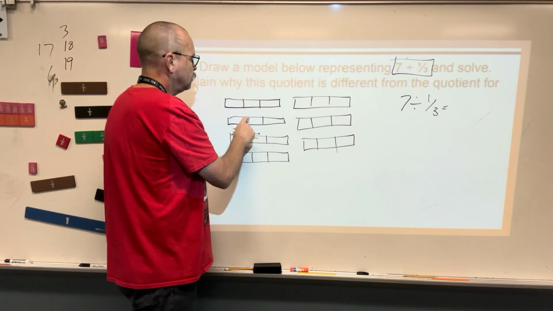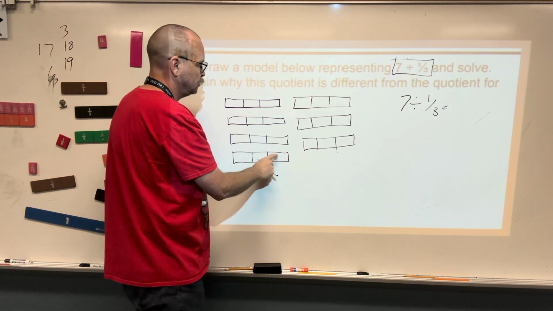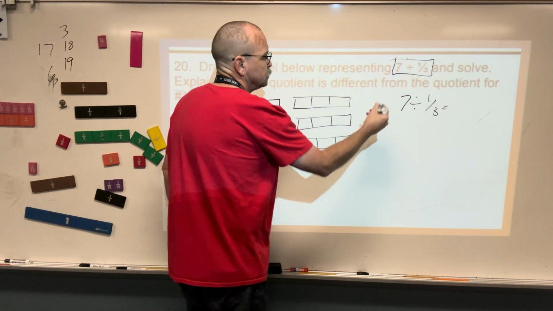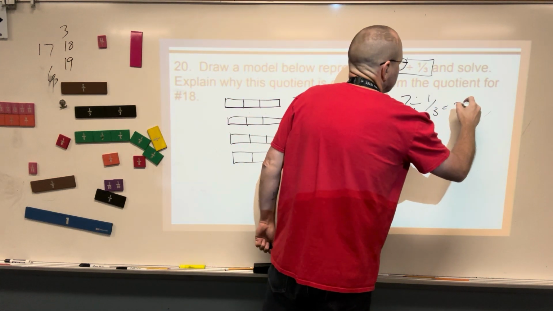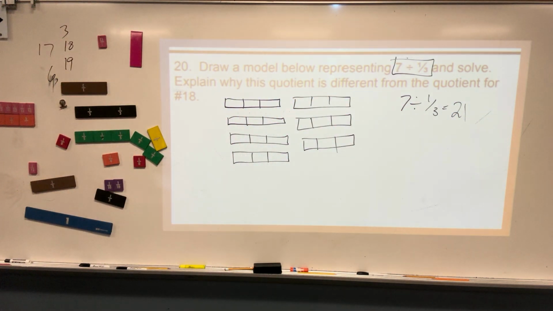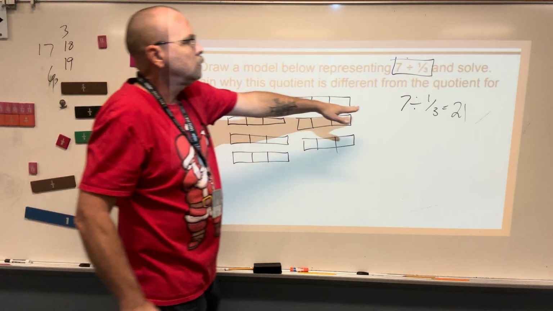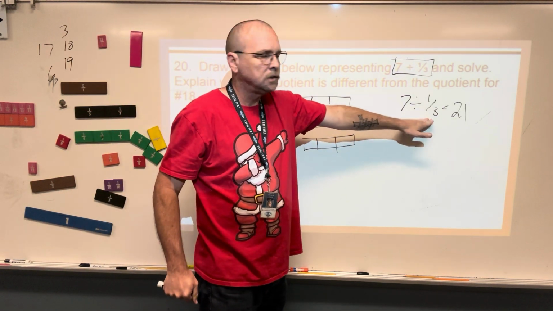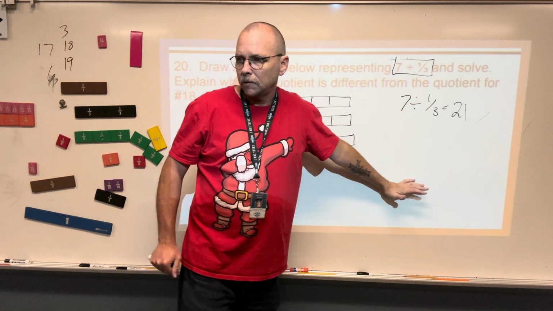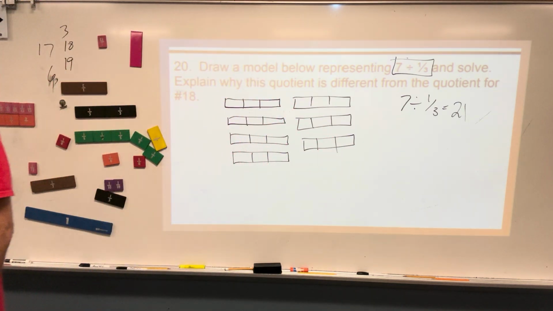1, 2, 3, 4, 5, 6, 7, 8, 9, 10, 11, 12, 13, 14, 15, 16, 17, 18, 19, 20, 21. So 7 divided by 1/3 is 21. 7 divided by 1/3 equals 21. A whole number divided by a unit fraction equals a whole number. A unit fraction divided by a whole number equals a unit fraction.